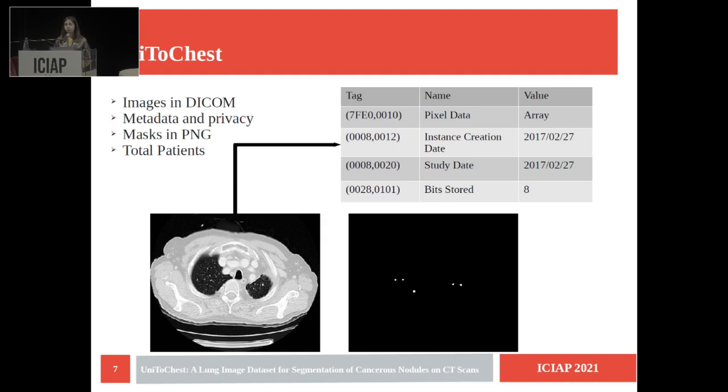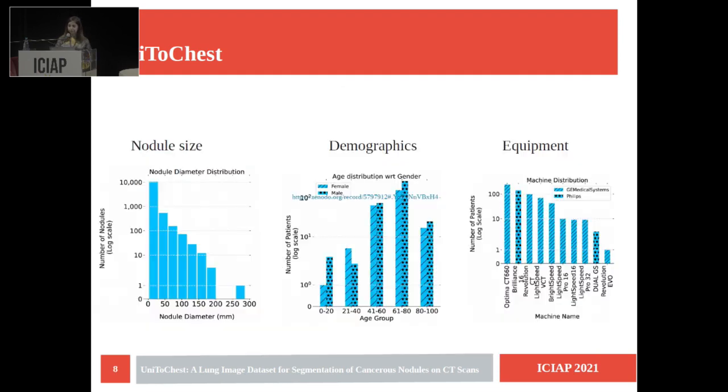The total number of patients that were used in our study is 623. As I have already told you, our dataset is not only larger, but it's more diverse in terms of the nodule size. Furthermore, we have captured this data from 10 different machines to remove any kind of bias that could be introduced by using a specific type of equipment. Furthermore, we have tried to create a balance between both the genders, male and female, that were used in our study and the age group that they belong to.